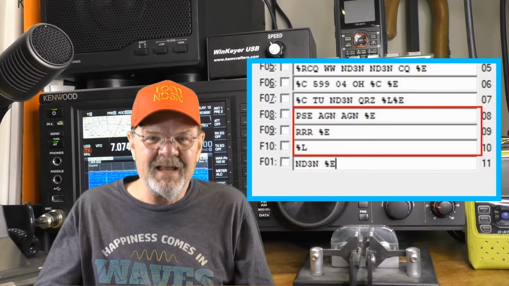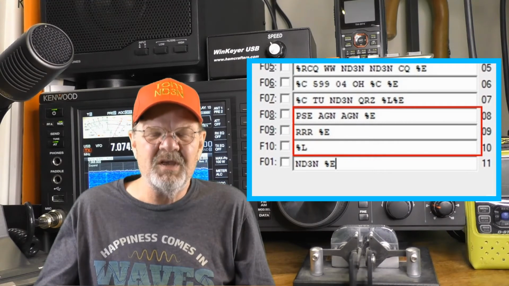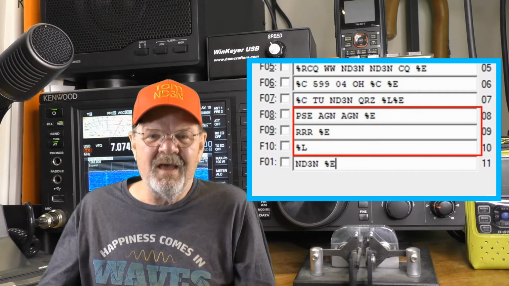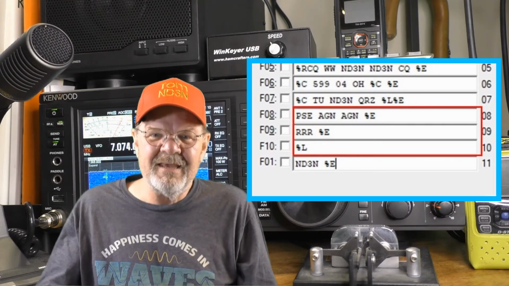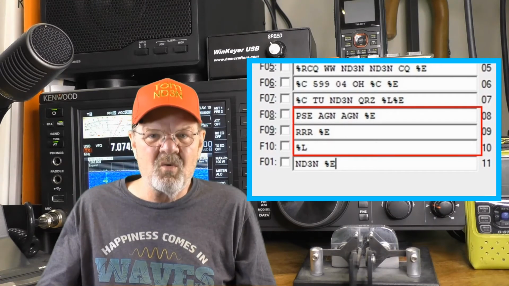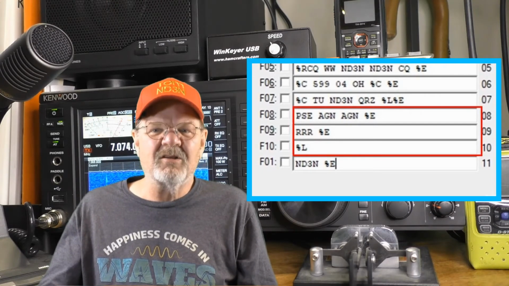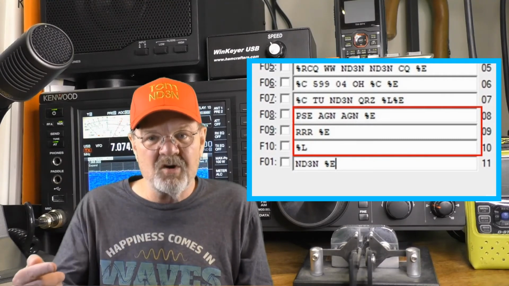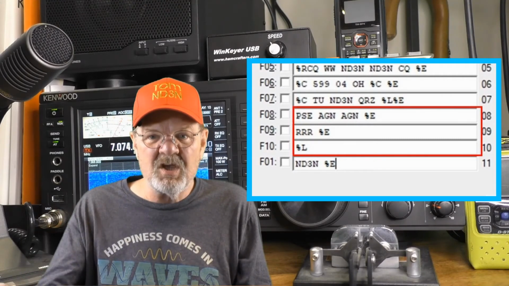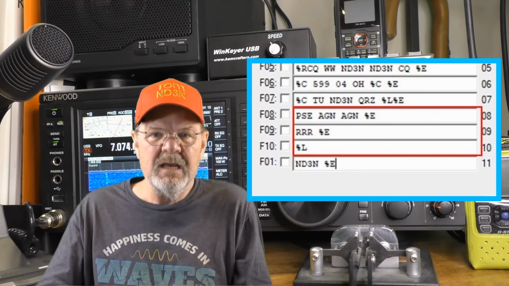Finally, F8, F9, and F10 are used for additional messages that may be used by me in the contest. As I'm ever the gentleman, F8 starts off with please and then a repeat request. Again. That tells them I want everything before again. Or maybe I just caught part of a call when I was calling CQ. I'll send again, and that person will call again.